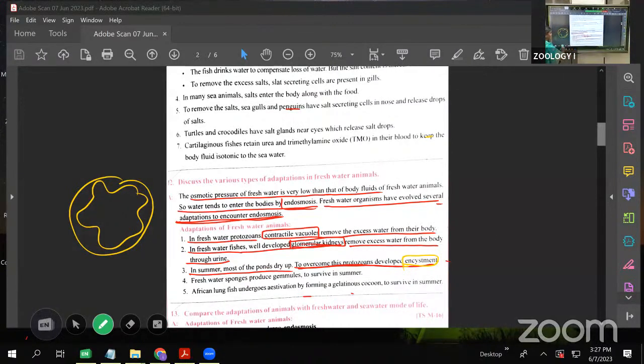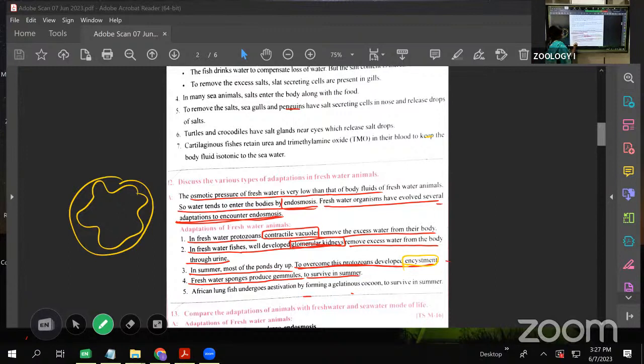Next, freshwater sponges produce gemmules. Gemmules are formed in dry conditions. When favorable conditions return, they germinate. They produce gemmules to survive the summer. Clear? Next is the last.